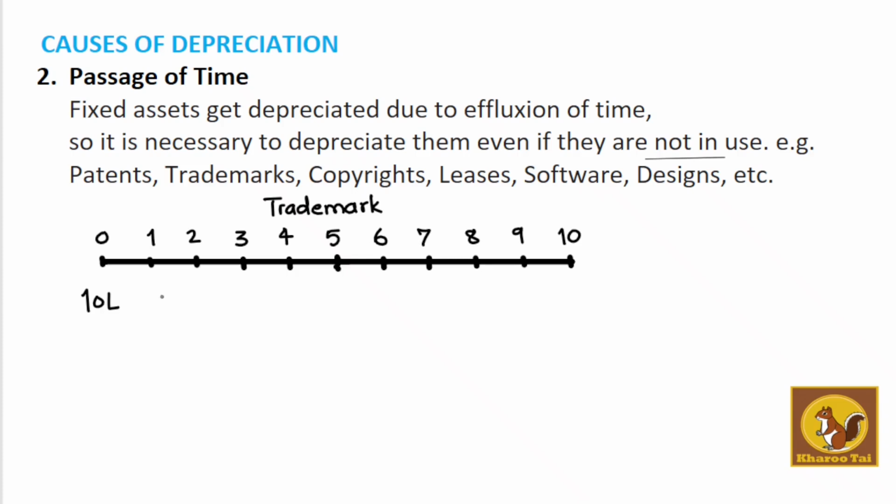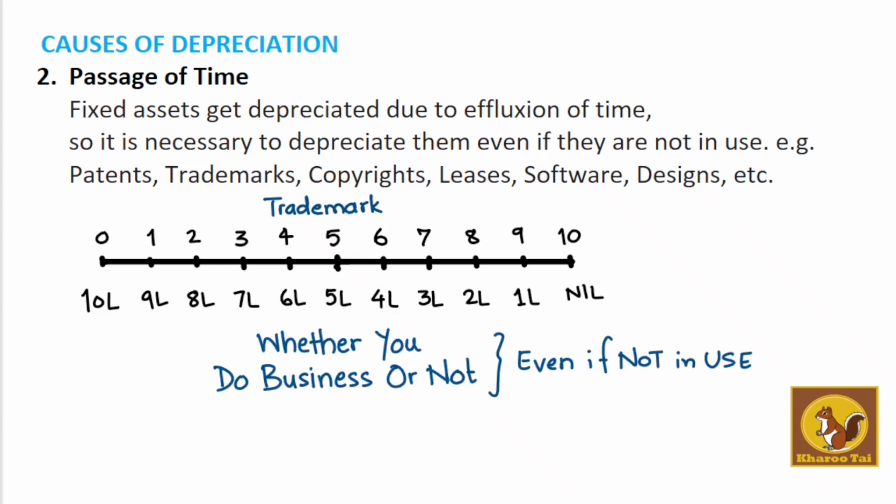Here, for the example's sake, say a trademark is having 10 years of life, and in the first year we have paid legal fees of 10 lakhs for the trademark. So the value is 10 lakh when we got that trademark rights, right? When we got that trademark license. However, the value will get reduced every year as time is passing by, right? So it will not stay at 10 lakhs. It will go on reducing as the years go by. At the end of the 10th year, it will become nil.